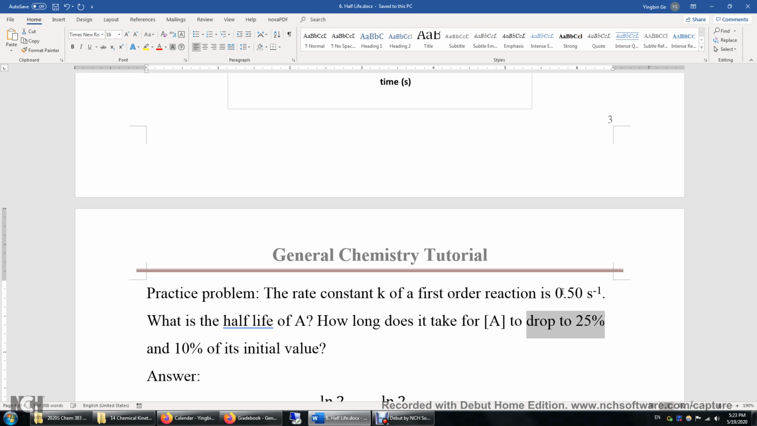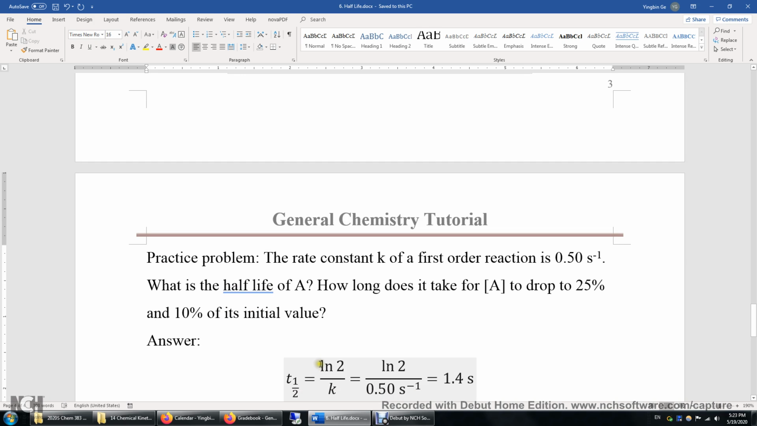First half-life, it goes from 100% to 50%. The second half-life, it goes from 50% to 25%. The third half-life, it's going to be from 25% to 12.5%. And then the fourth half-life, it will go from 12.5% to 6.25%. Again, you keep halving the concentration. So over here, the answer is simply 2 times the half-life. And 10% is going to be a little bit tricky. So let's look at the answer.